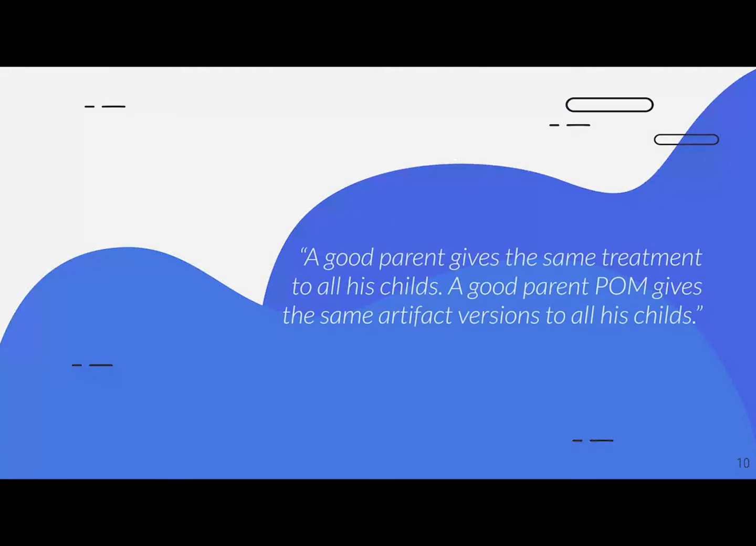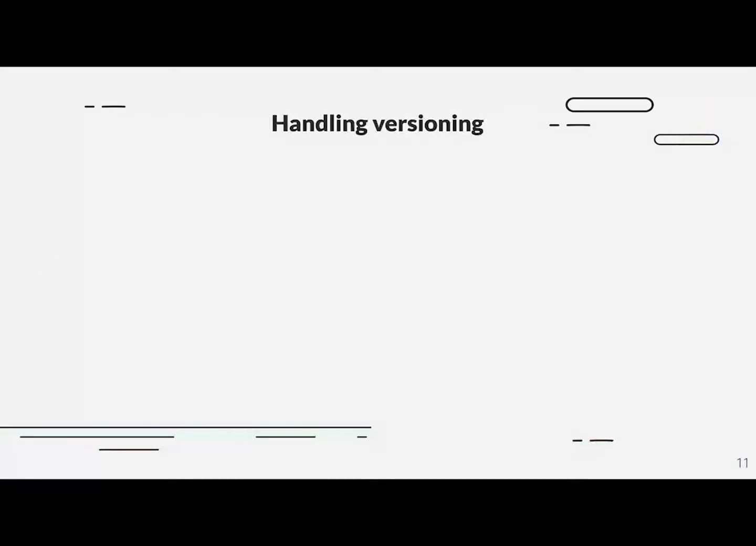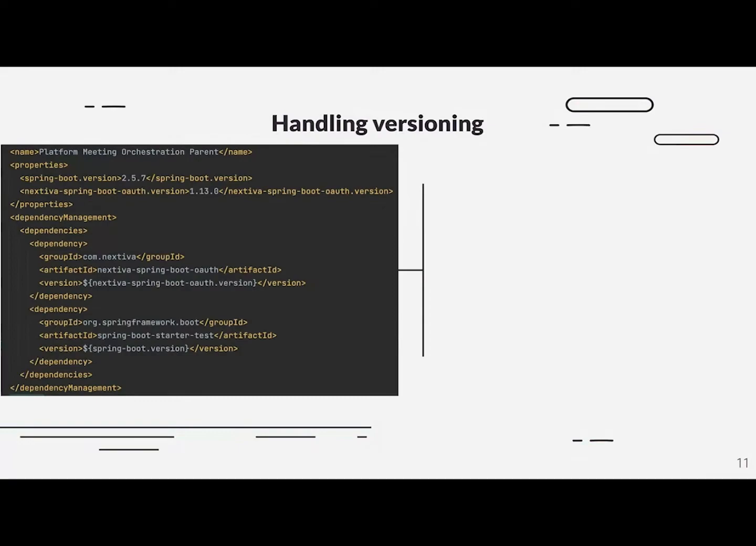So here is a phrase that says, a good parent gives the same treatment to all his children. And a good parent POM gives the same artifact versions to all his children. That was me, I just wrote that for this presentation. This is just basically to remember one of the good practices that we have within Maven, that is for handling versioning. Let's show a sample.